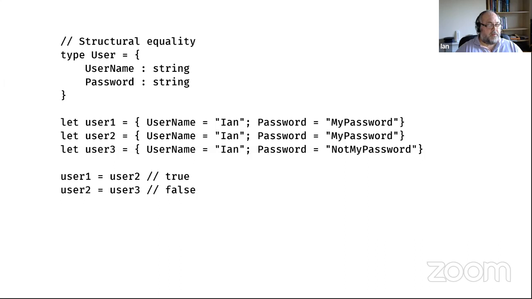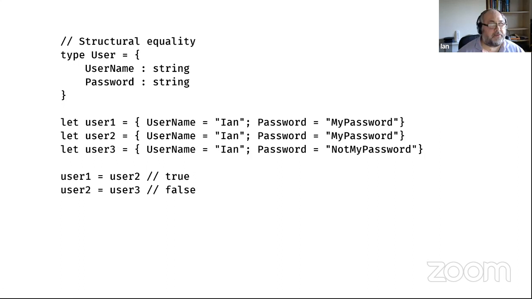So that's structural equality. So if two things look the same, they are the same. But obviously we have a problem here because entities have IDs of some kind, and this obviously won't work for that. So can we deal with entities? And obviously the answer to that is yes, but how do we deal with it?